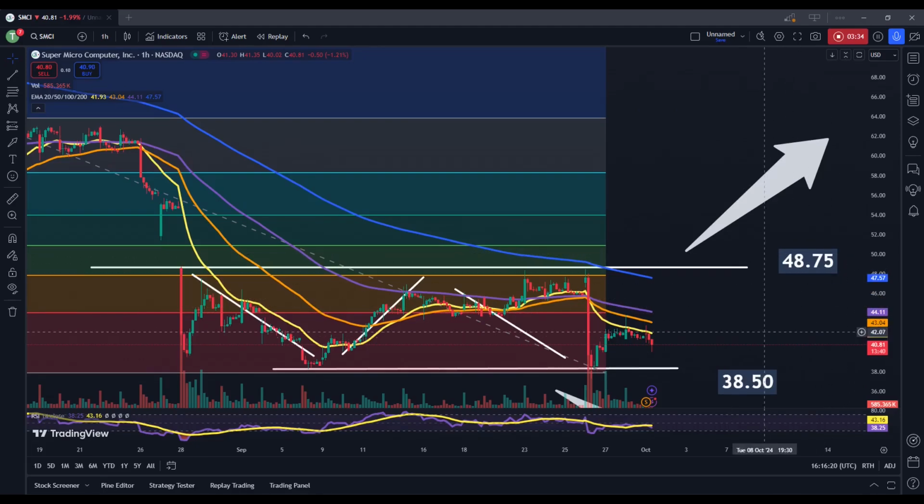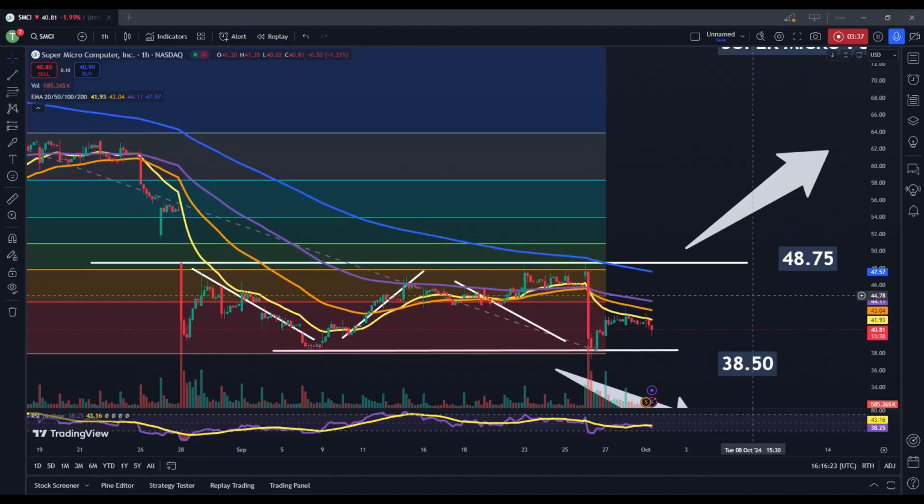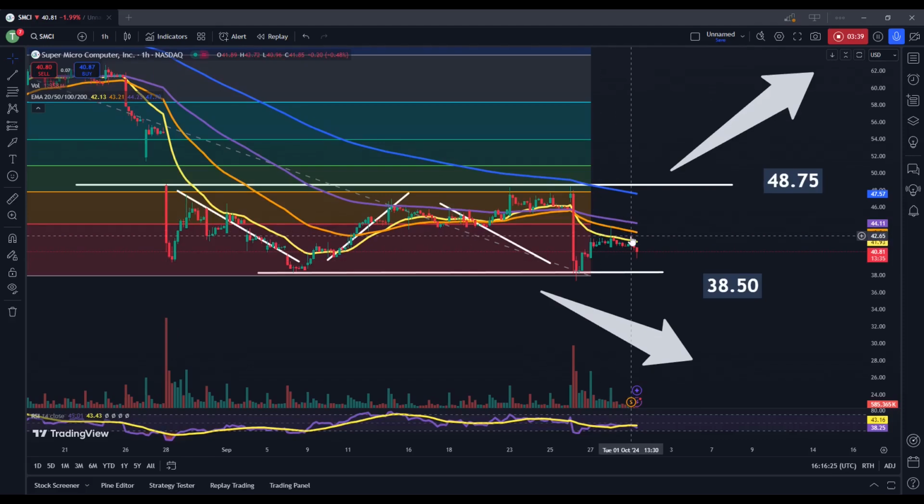As we can see here, overall, we are starting to see a little bit of resistance on the short-term basis, coming in right around 42.75 or so, right around here.